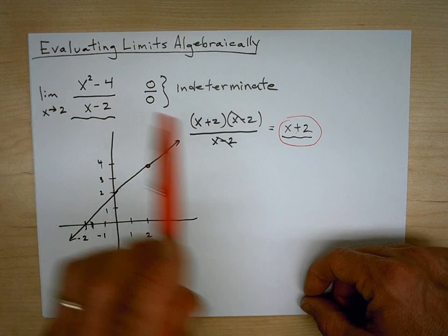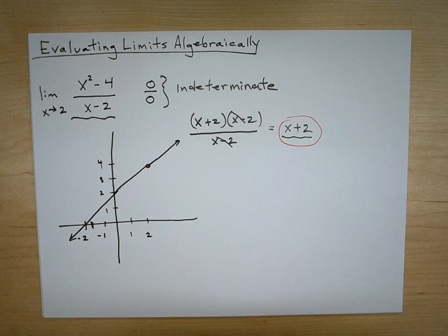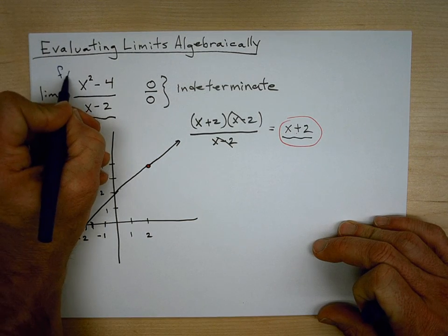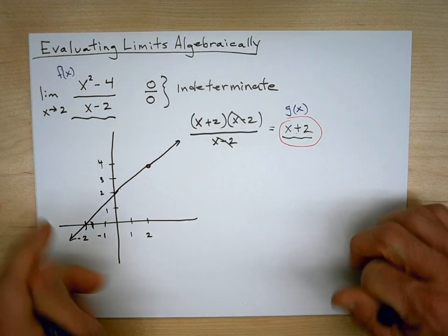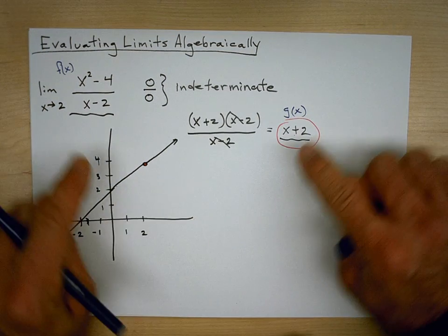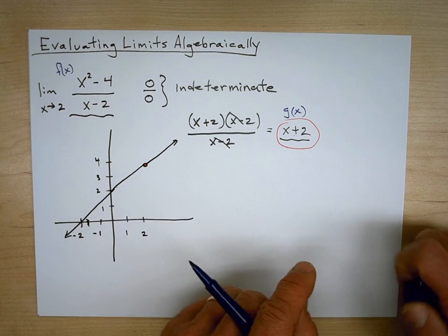We need to understand why this works. And the reason why it works, let's call this f of x. All right, this is one function. We'll call this g of x. This is a different function, right? They're very similar. Their only difference is right at the point x equals 2. This one has a hole and this one doesn't, right?